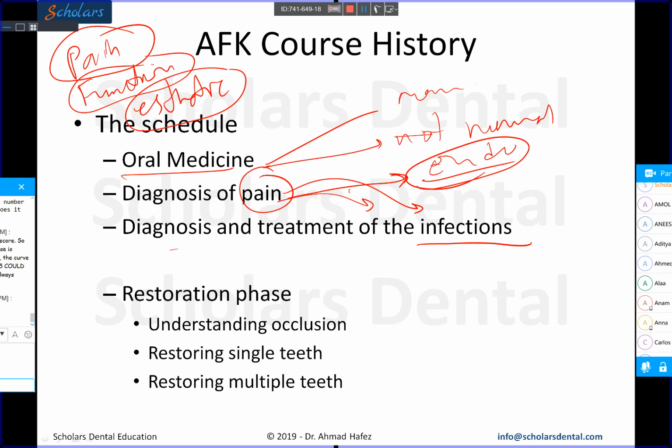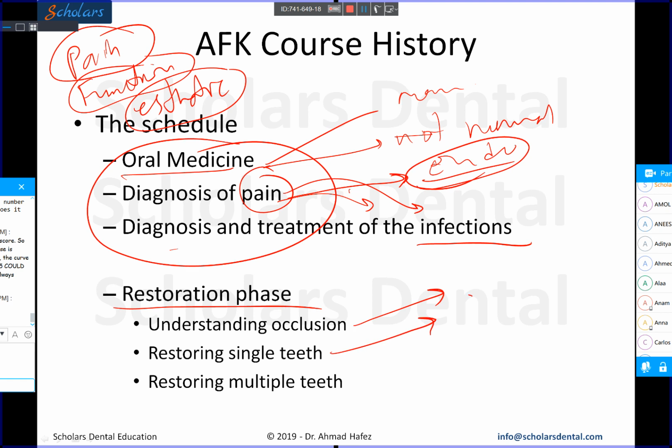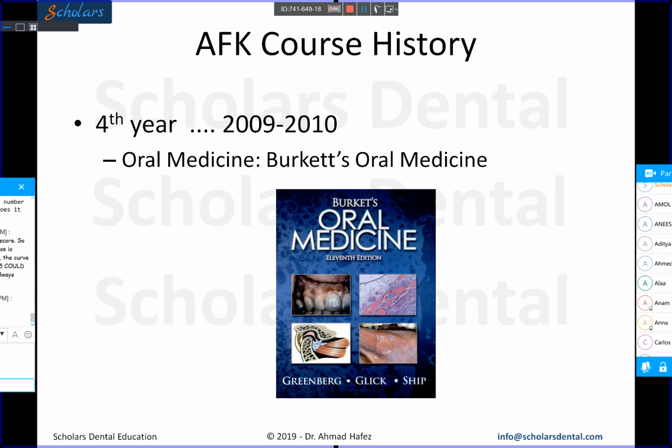And then I thought, okay, once I learned this part, I need to learn how to restore. So I need to understand occlusion, how to restore single teeth, like restorations and crowns, and how to rebuild missing teeth, basically, right? Like fixed prosto, removable prosto. That's how I classify my own schedule.